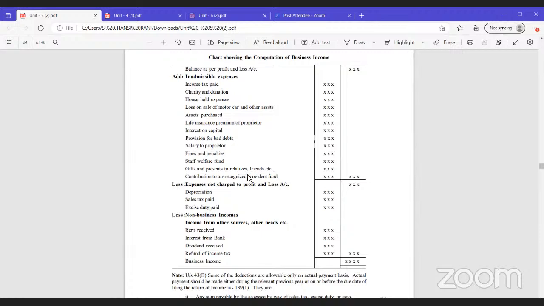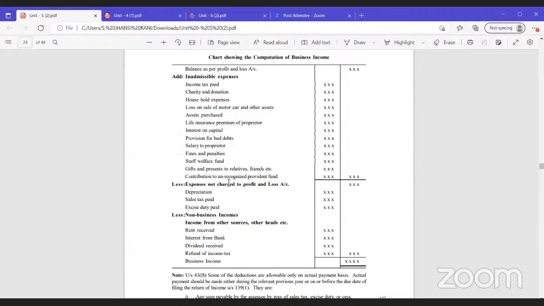So why are we adding all these back? Because in the profit and loss account, they were shown as expenses, which is not correct. So we are adding them back to make the profit correct. They are called inadmissible expenses.